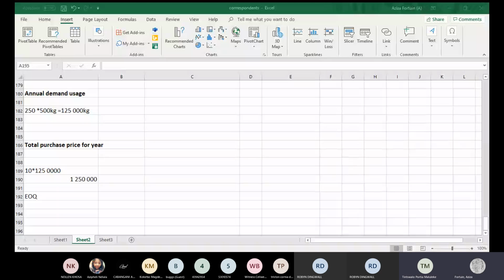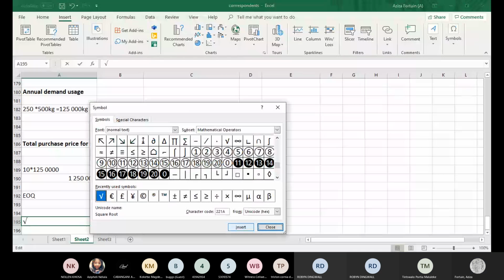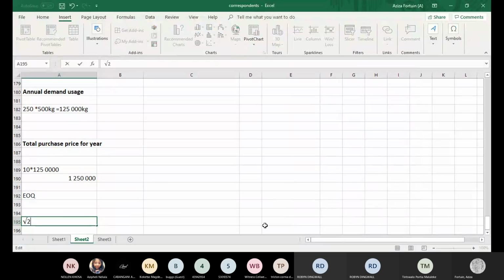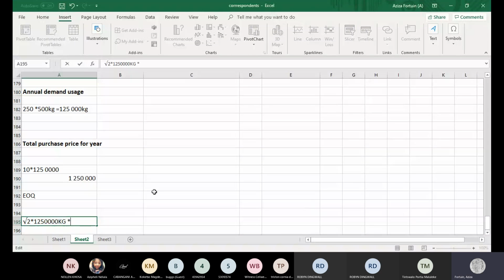Let's do it quickly. Okay, so our formula, let's put our formula in quickly. It would say something like 2 times your annual demand. What was my annual demand? 125,000 kilos, right? Just put kilos here so that you can see. Times my cost to place an order, which was how much?